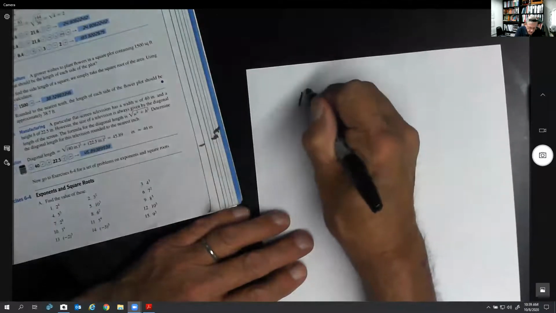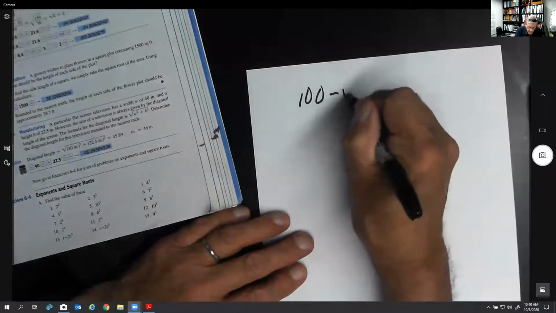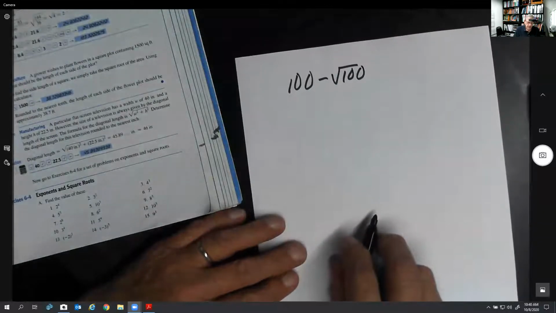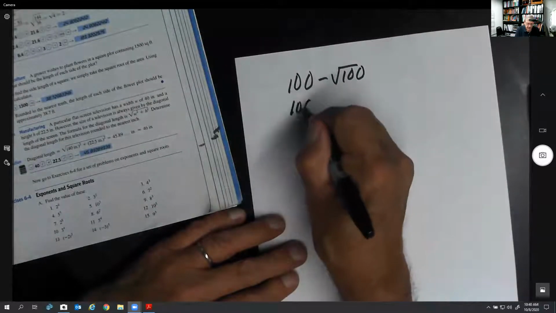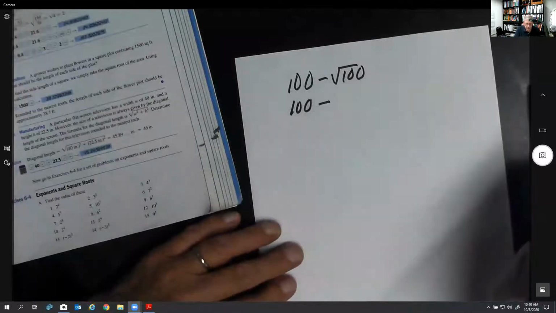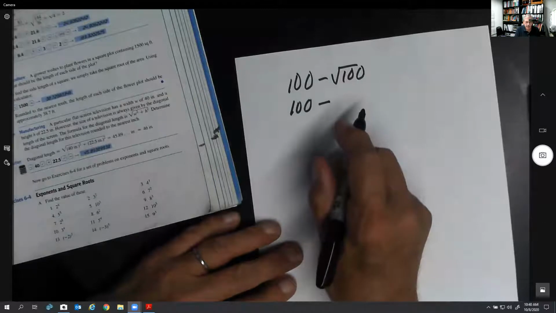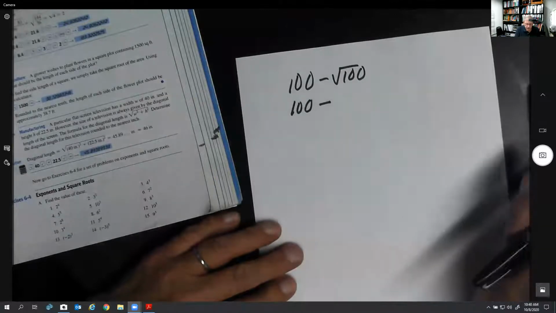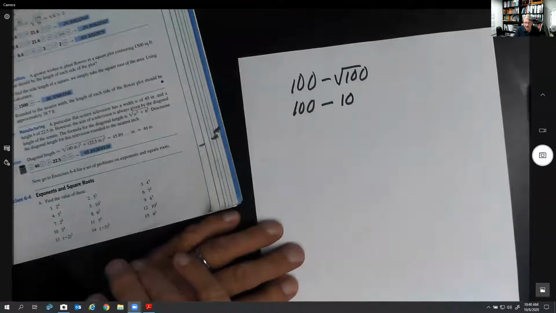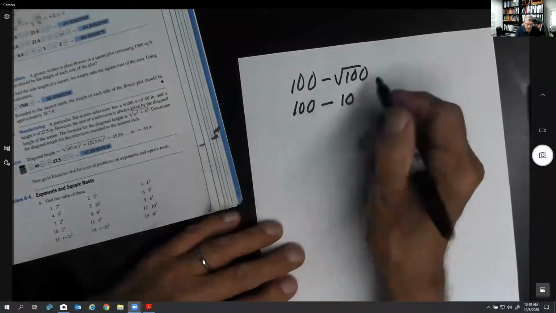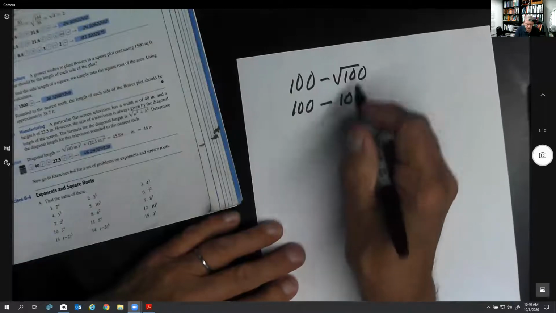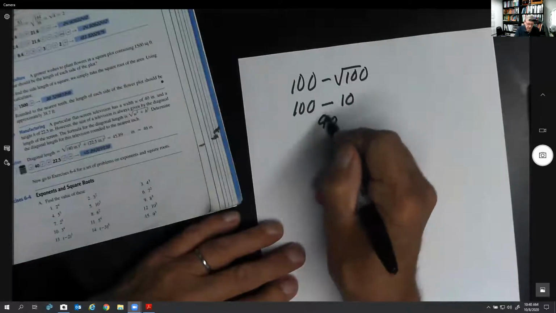Okay, here's 100 minus the square root of 100. So that would be 100. And again, we're going to do this first because we got to figure out what it is. What is the square root of 100? Do you know? You can use your calculator, but it should be 10. 10 times 10 is 100. Now this would be the square, and this is the root number that gave you that. So the answer should be 90.